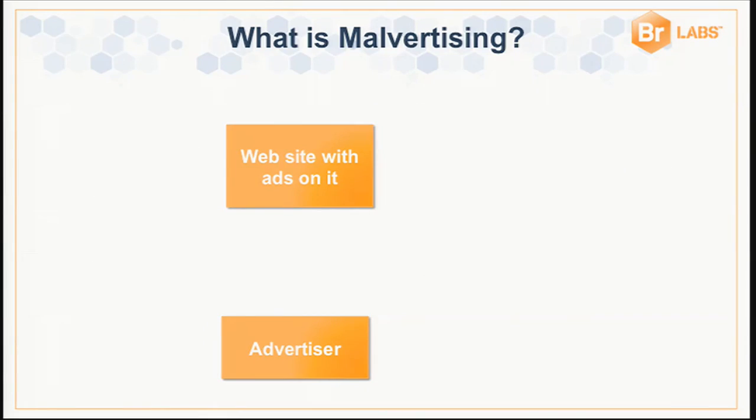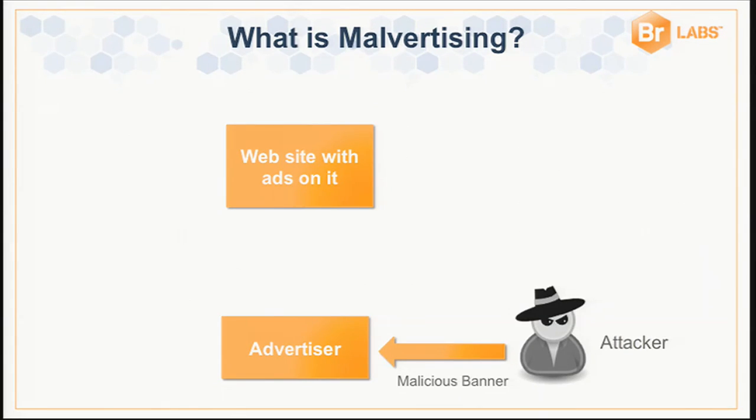So what is malvertising? Let's look at the typical malvertising scenario. It obviously involves a website with ads on it and an advertiser. An attacker would like to submit a malicious banner to an advertiser. Typically, there's an approval procedure that includes security checks, but it's quite tricky to find hidden malicious code in ads, so sometimes they pass through.